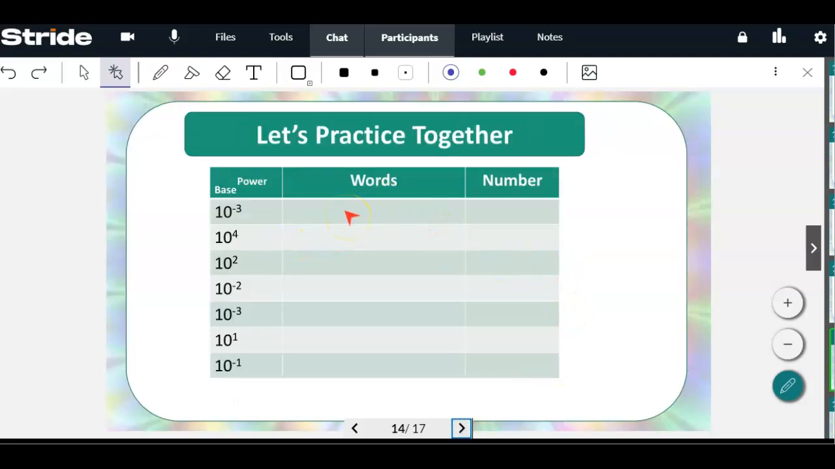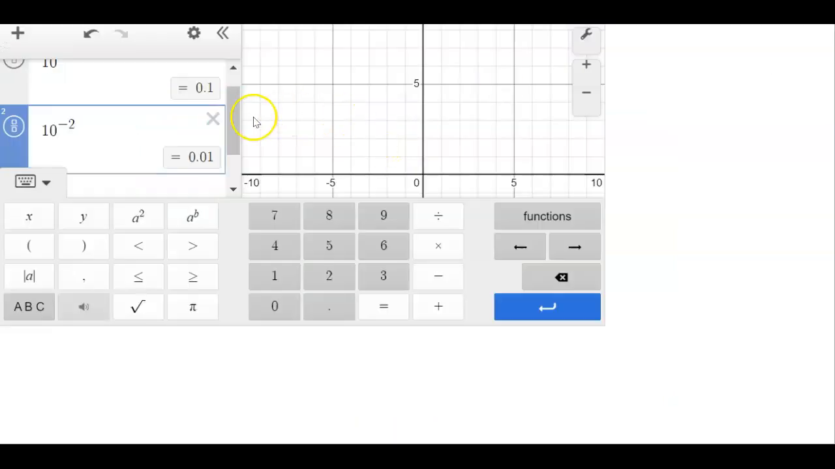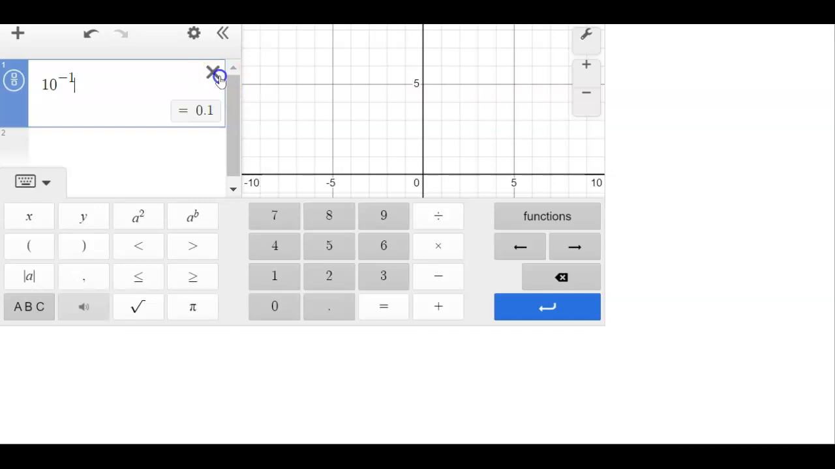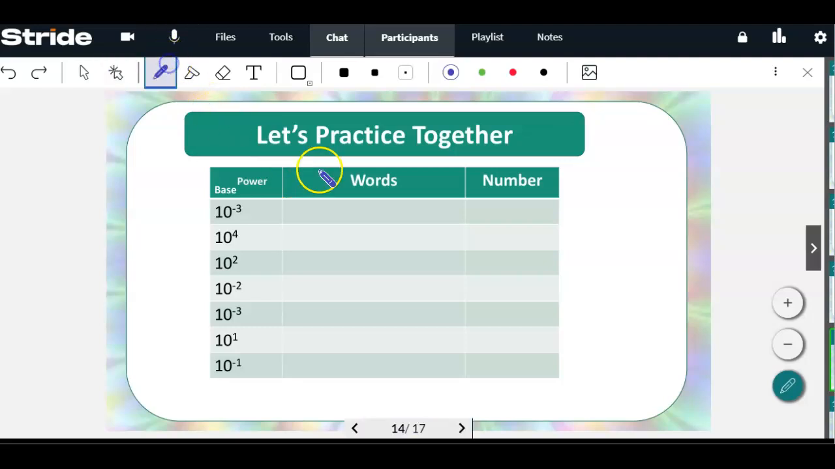All right, so let's do a few together. What's 10 to the negative third? Use that calculator. You're going to pause this video and do the rest by yourself. Okay, so there it is, and that is read as 1,000th because this is the tenths, hundredths, and thousandths place. Hopefully you remember all of that. So I have the 0 in front of the decimal, then I only have 2 zeros, and then a 1.